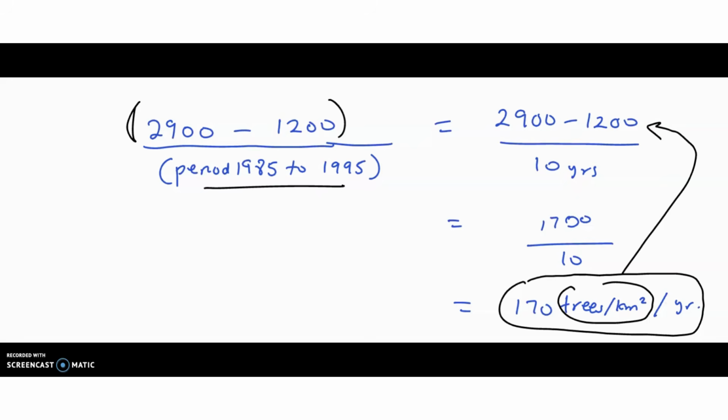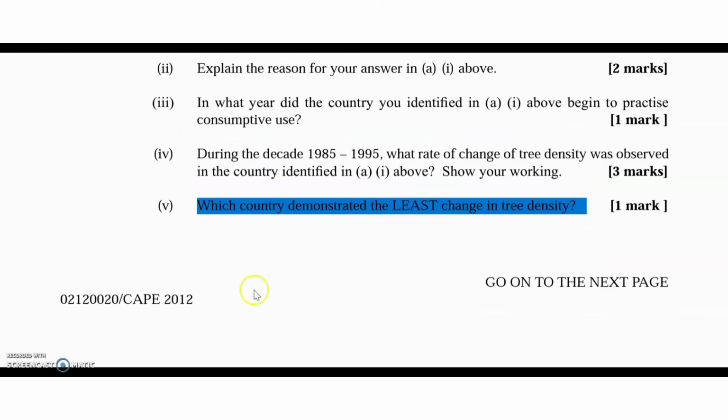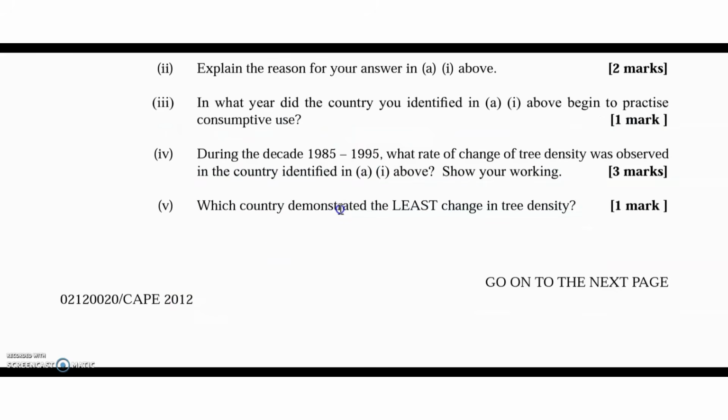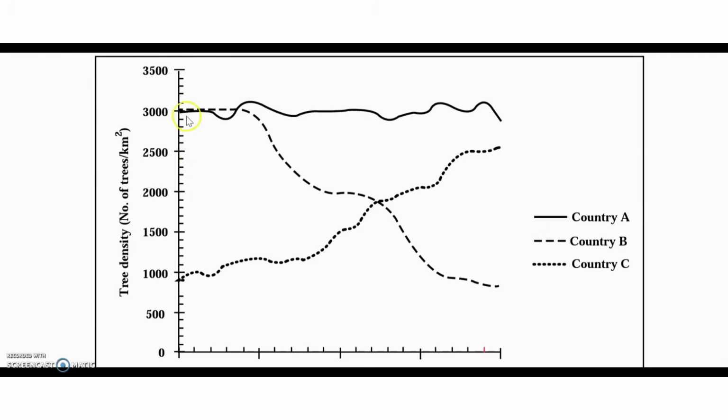So every year, there's an estimated 170 trees per square kilometer being removed, being consumed. Okay. Now, part five. Which country demonstrated the least change in tree density? From the graph here, we can automatically see that it is in fact this particular line. This solid line belongs to that of country A. For 1 mark, the answer would be country A.